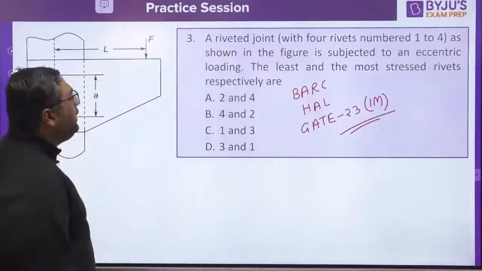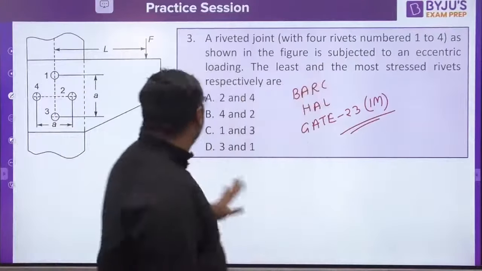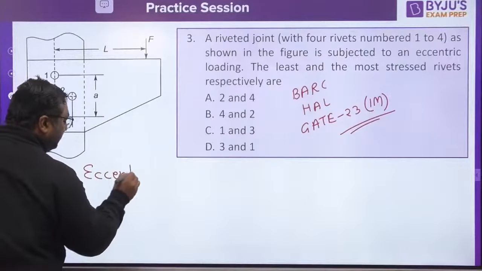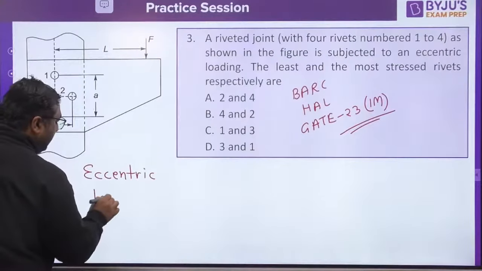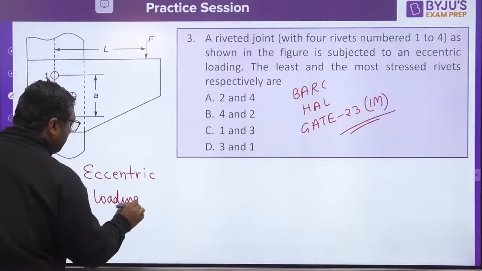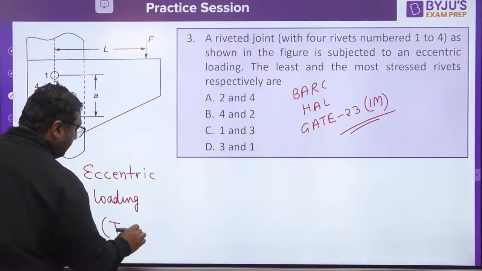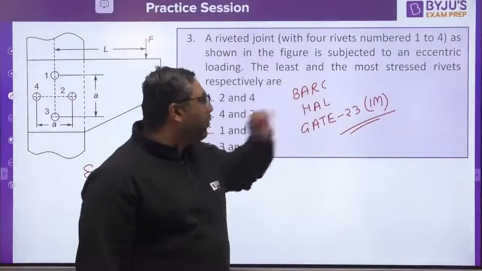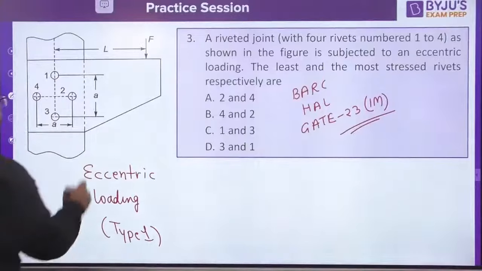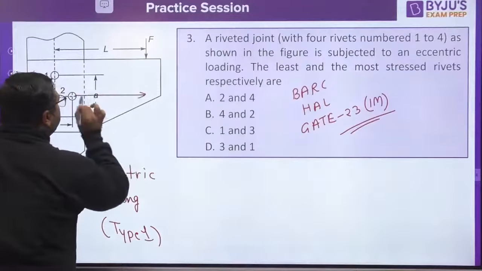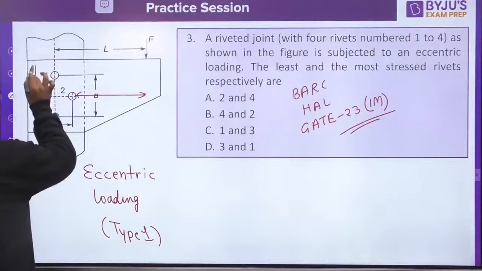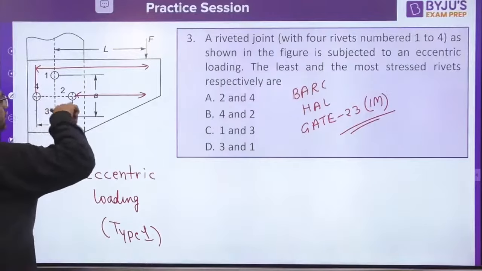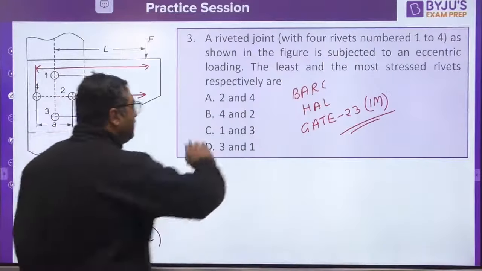They are saying a riveted joint with 4 rivets, number 1 to 4. This is eccentric loading of type 1. Subjected to this, the least and the most stressed rivet. You know that the rivet which is near to the load is heavily stressed, and the rivet which is far from the load is least stressed. So 4 is the least stressed, 2 is the highest stressed. So my dear, the answer is 4 and 2.